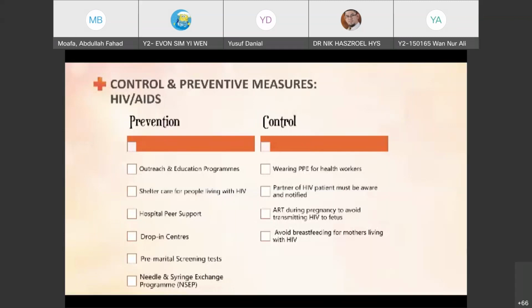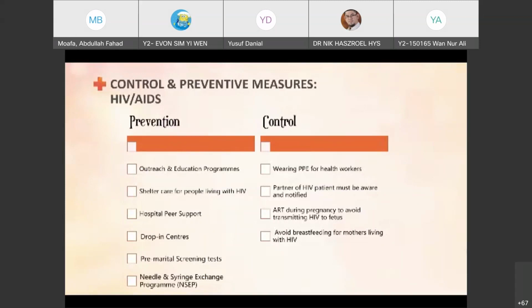Drop-in centers are an extension to outreach activities with the aim of providing direct services for key affected populations. The services include facilities for maintaining personal hygiene and basic health care, warm meals, peer education, support groups, as well as referrals for voluntary HIV counseling and testing and legal aid.